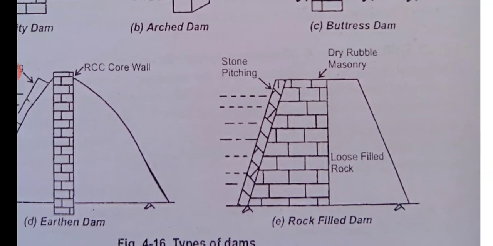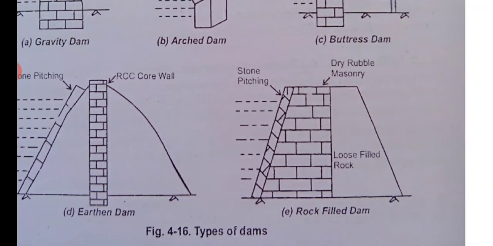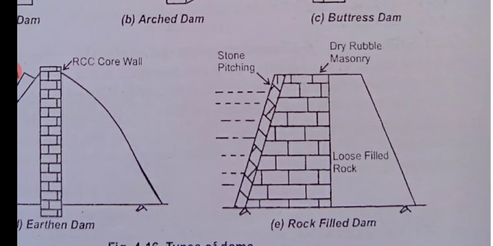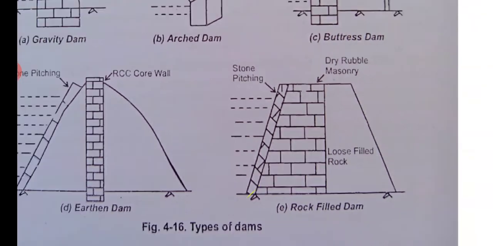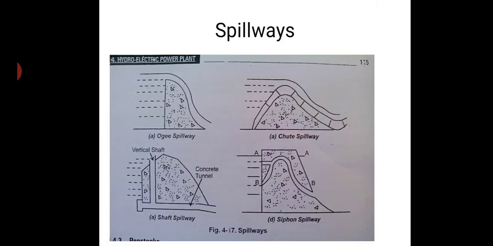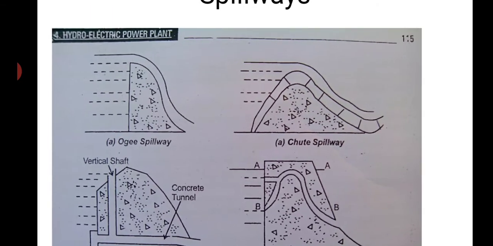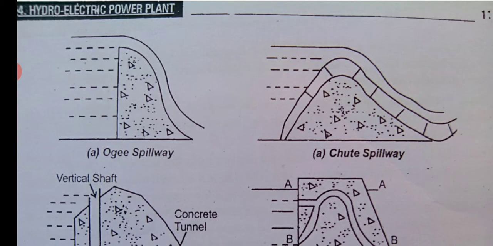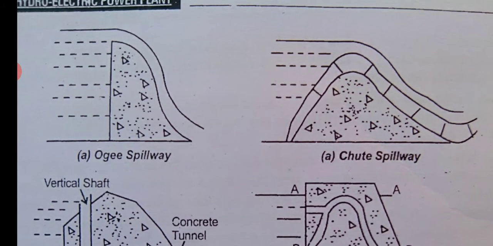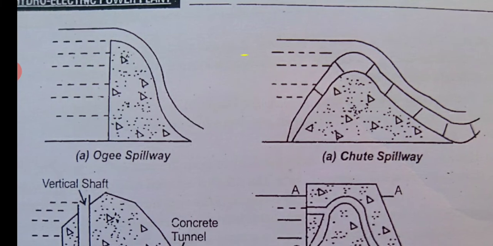Similarly, the last one is the rock-filled dam. You can see dry rubble masonry and stone pitching is done. Okay, and there are spillways also. The extra water has to be let out because it will damage the dam. So spillways are provided.